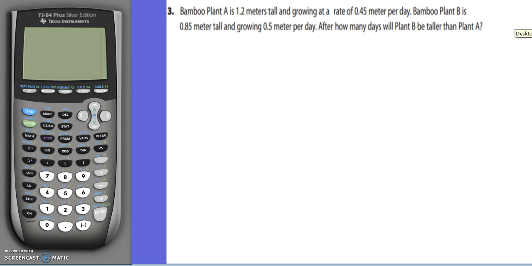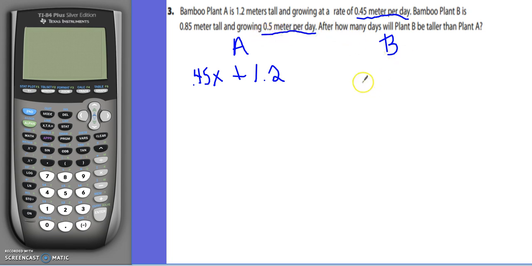Bamboo plant A is 1.2 meters tall and is growing at a rate of 4,500 hundredths meters per day. So we have plant A. The constant rate of change is 45 hundredths meters per day, and we start off at initial of 1.2. Bamboo plant B is 8,500 hundredths meter tall and growing at a rate of 0.5 meters per day. After how many days will plant B be taller than A? B has got to be greater than A.